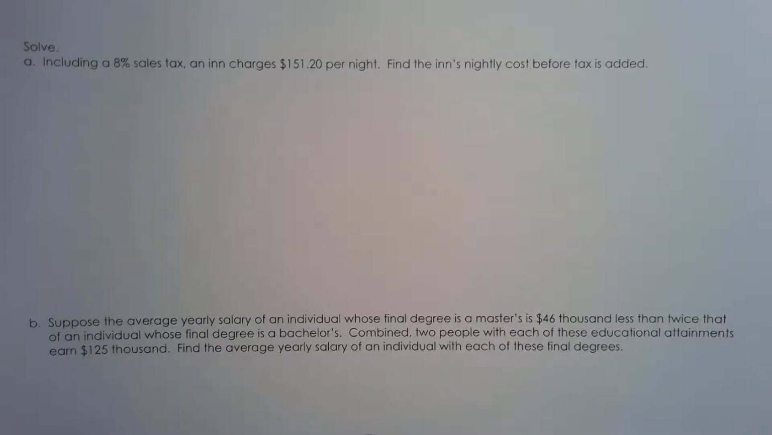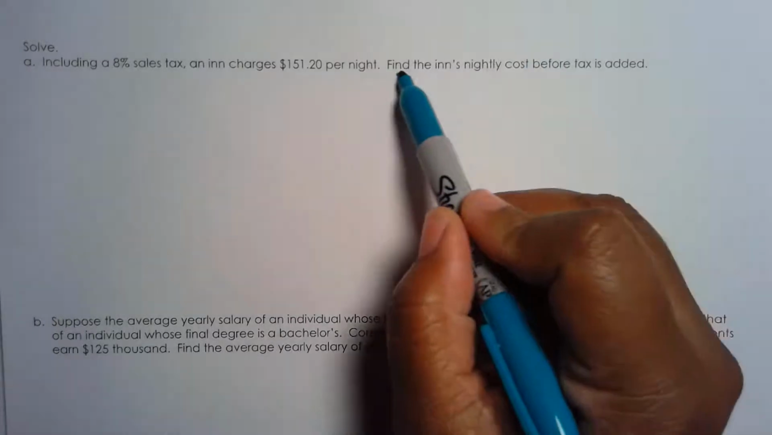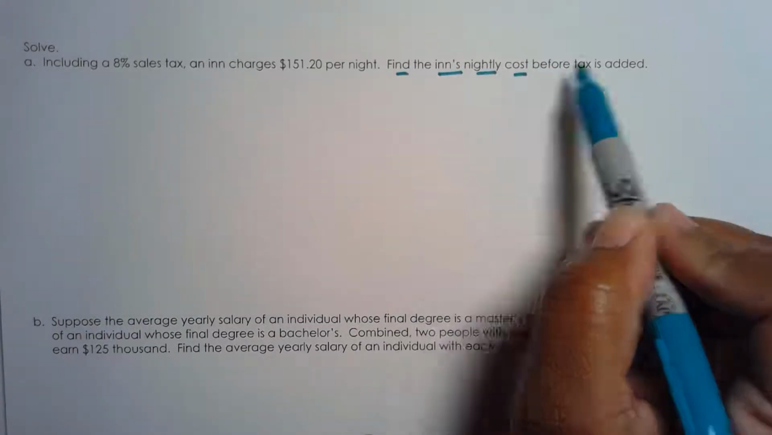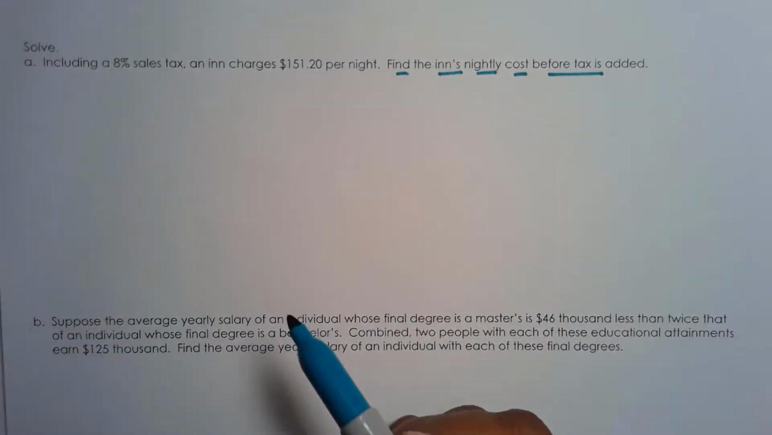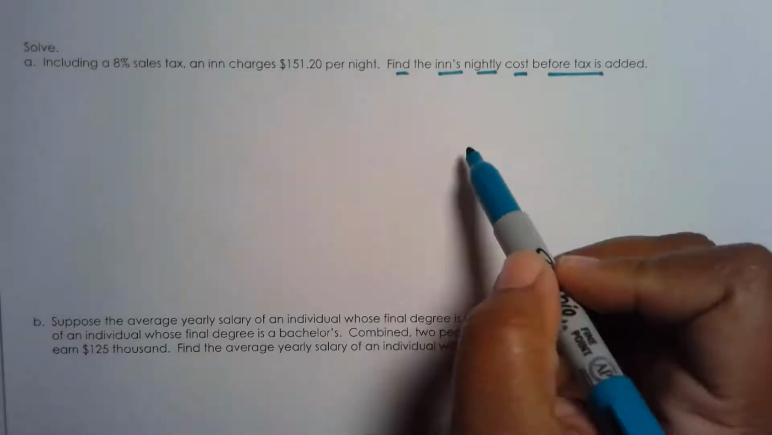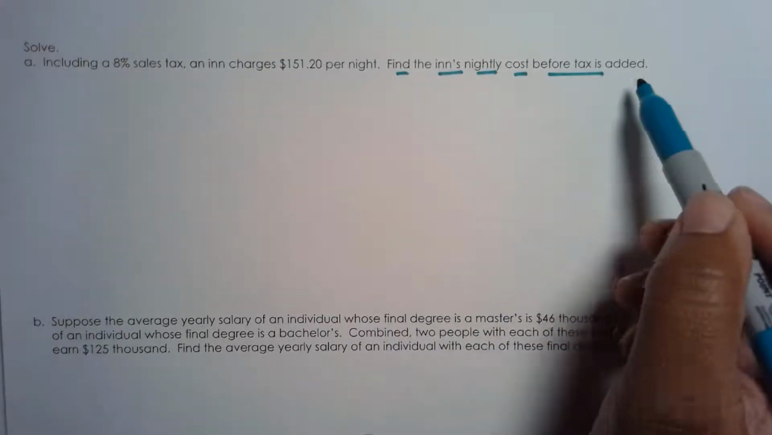All right, so let's look at our first word problem. It states, including an 8% sales tax, an inn charges $151.20 per night. Find the inn's nightly cost before taxes added. This is our goal: find the cost before taxes added.